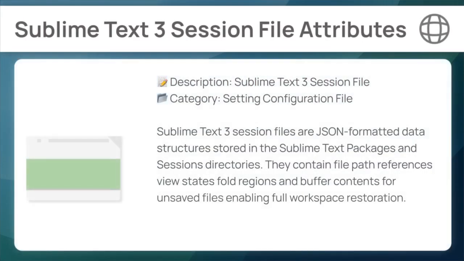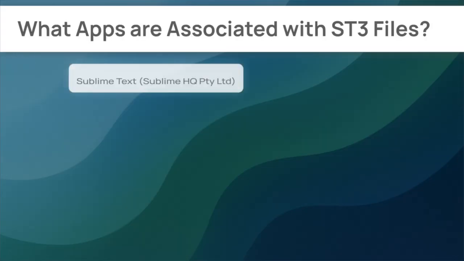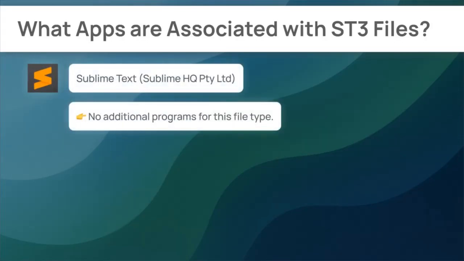Sublime Text 3 session files are JSON-formatted data structures stored in the Sublime Text packages and sessions directories. They contain file path references, view states, fold regions, and buffer contents for unsaved files, enabling full workspace restoration. The ST3 format was designed to be handled by Sublime Text from Sublime HQ-PT Limited.